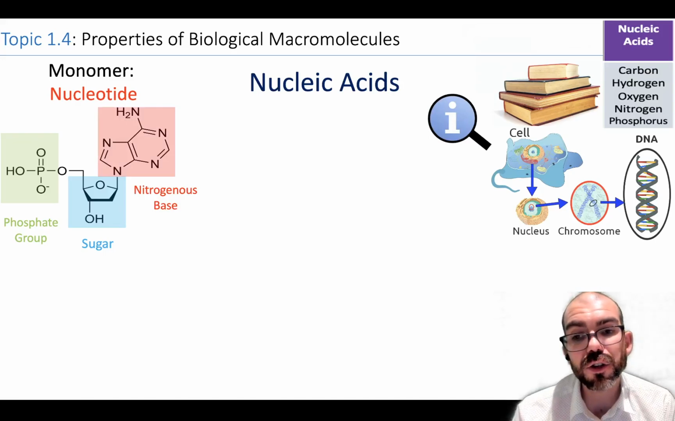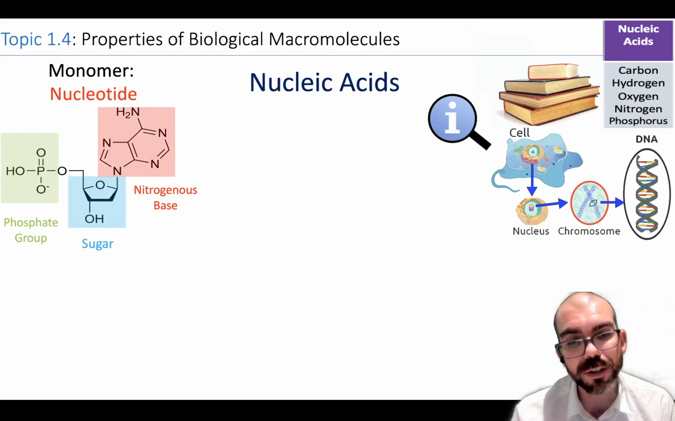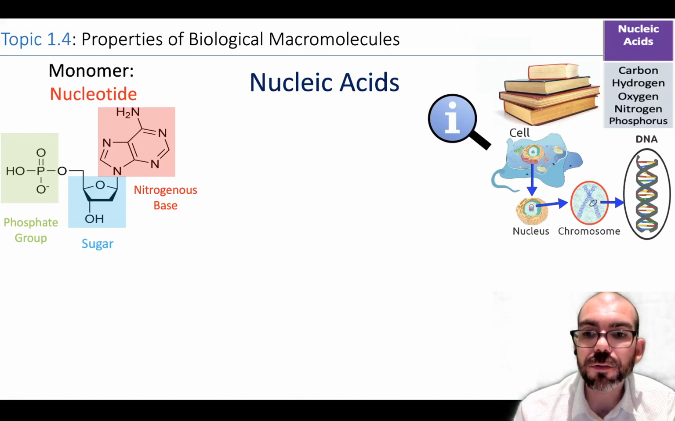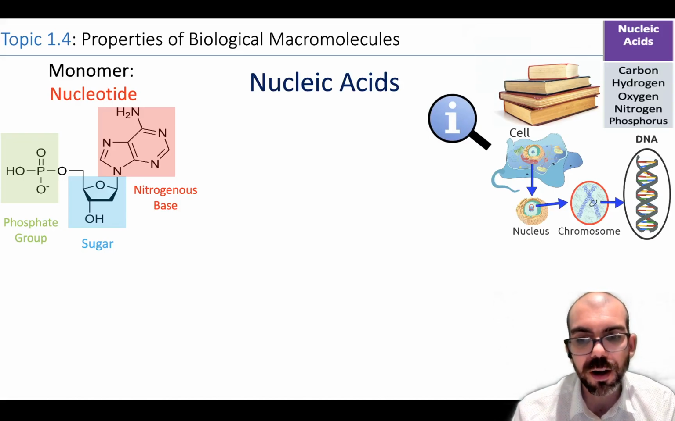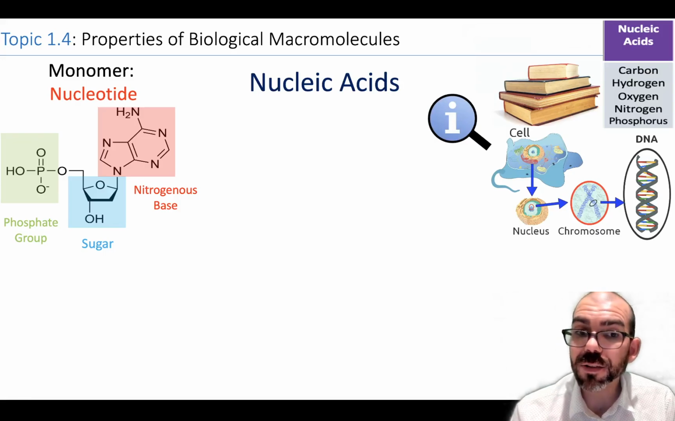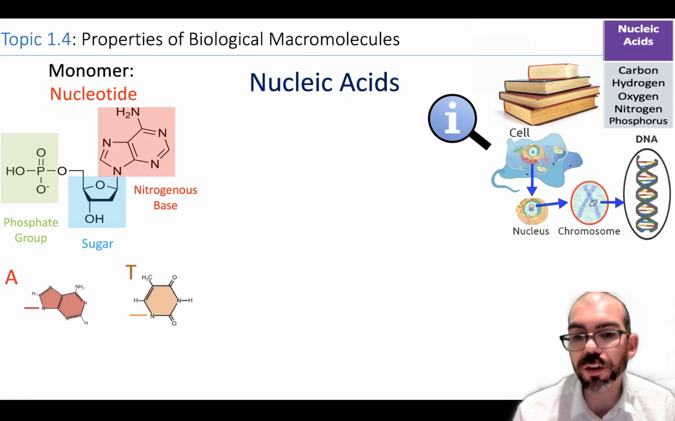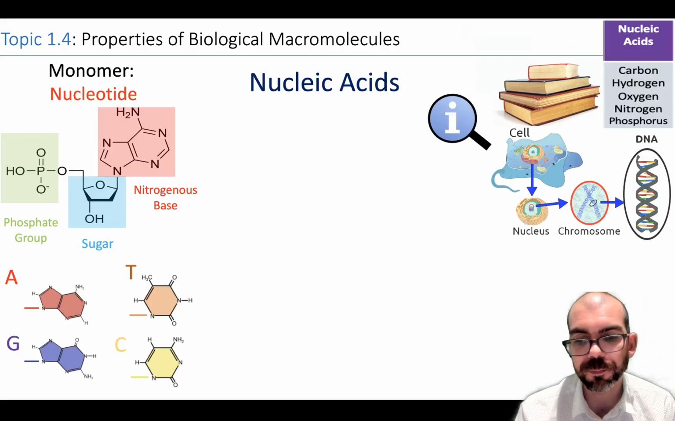Attached to that sugar is a nitrogenous base. It is a ring made of nitrogen. It is this nitrogenous base that carries information in this molecule. How does it do it? Well, in the case of DNA at least, there are 4 different nitrogenous bases. There's one called adenine, I'm going to abbreviate it A. One called thymine, I'm going to abbreviate it T. One called guanine, I'm going to abbreviate G. And one called cytosine, I'm going to abbreviate C.